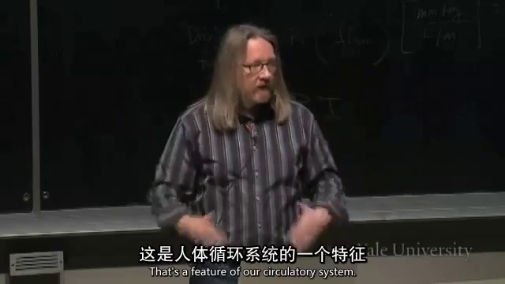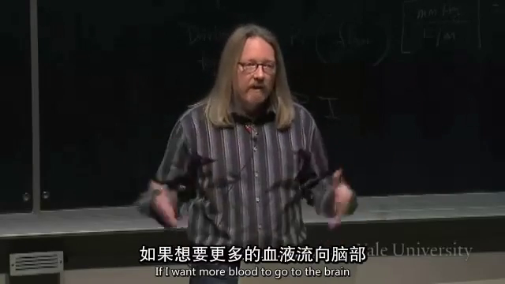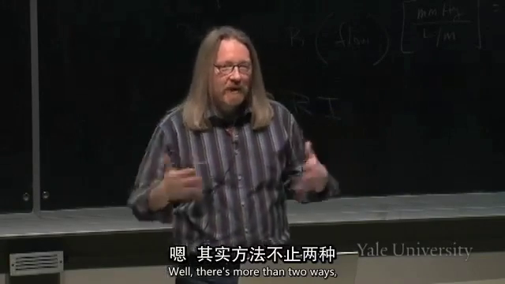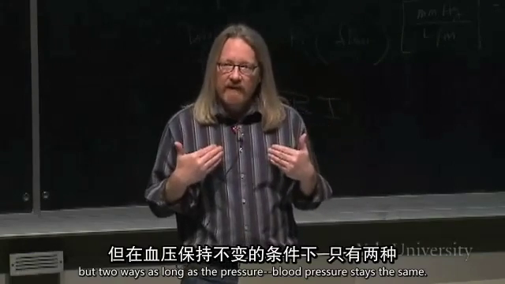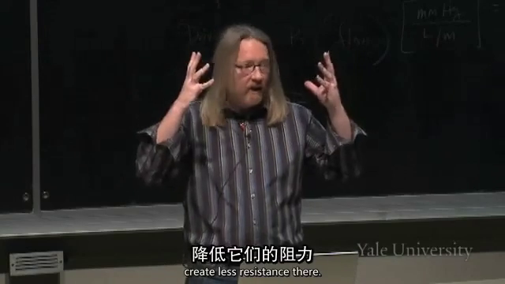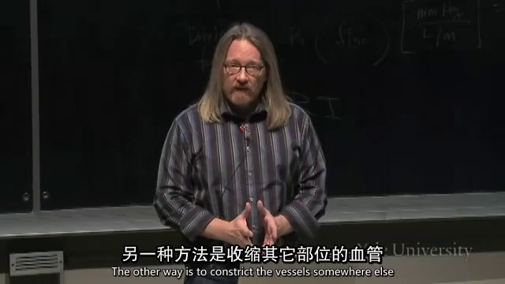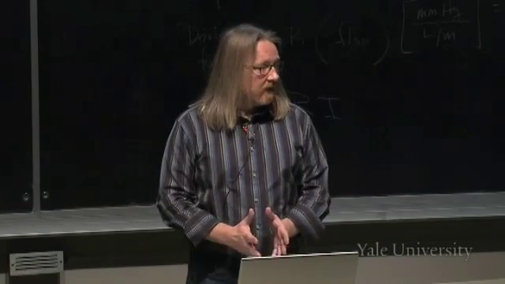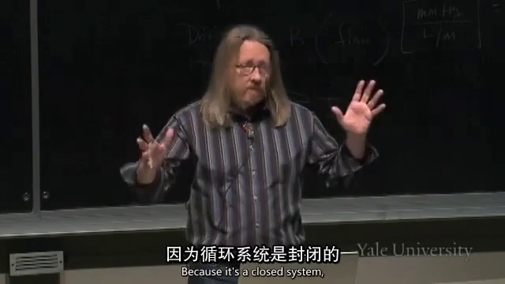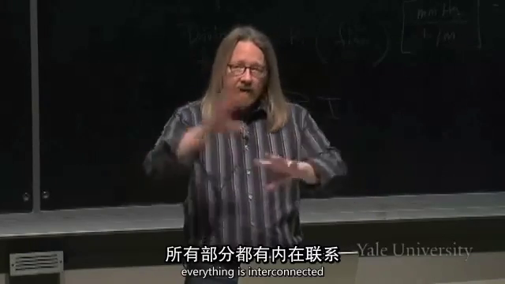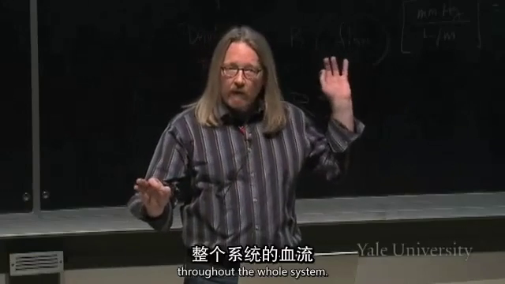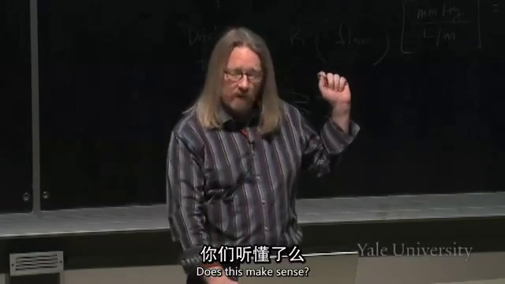And that's a feature of our circulatory system, right? If I want more blood to go to the brain, there are 2 ways to get more blood to the brain. Well, there are more than 2 ways, but 2 ways as long as the blood pressure stays the same. One way is to dilate the vessels of the brain to create less resistance there. The other way is to constrict the vessels somewhere else to create more resistance there. Either one of those is going to get me more flow to the brain. And so, because it's a closed system, everything is interconnected, and a change in flow in one place can influence flows throughout the whole system. Does this make sense?